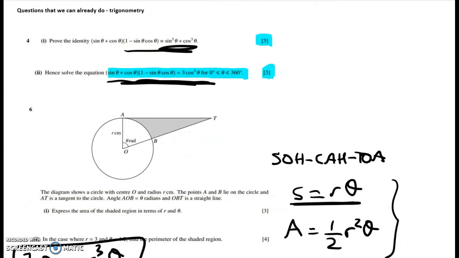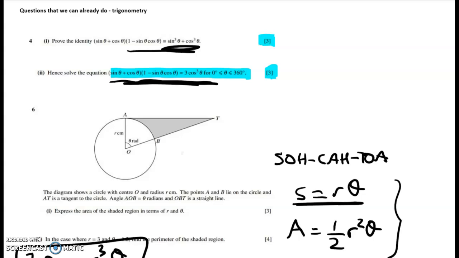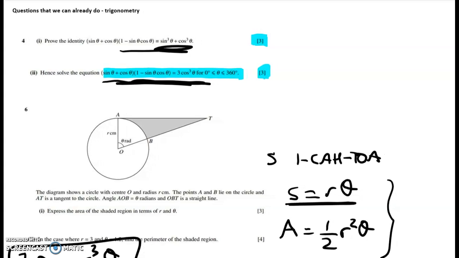Okay, let's look at this next one. Now, this looks really, really daunting, I think, when you first see it. But you're going to find that there are patterns that come up all the time with these problems. So just try not to freak out. Right, we've got a diagram, and we've got a circle, and we're told that the radius is r.